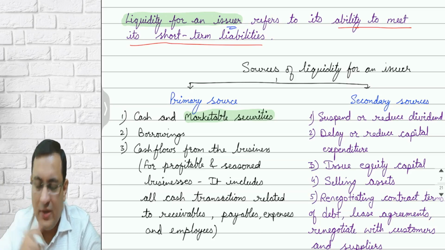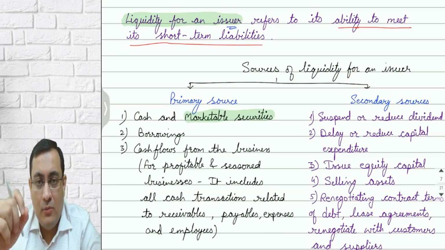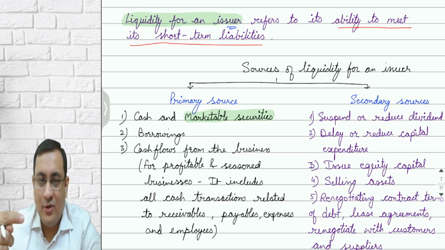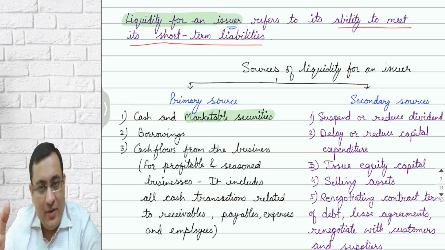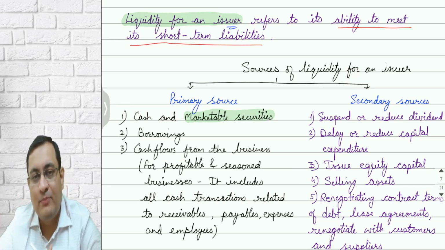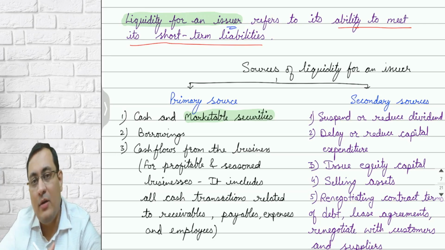Second, delay or reduce capital expenditure. This is very negative from a long-term point of view, because if you are not investing in your capital assets, your future productivity will deteriorate. But in difficult times, you can delay, postpone or cancel your capital investment, and route whatever liquidity is available for capital assets to the payment of your short-term obligations.